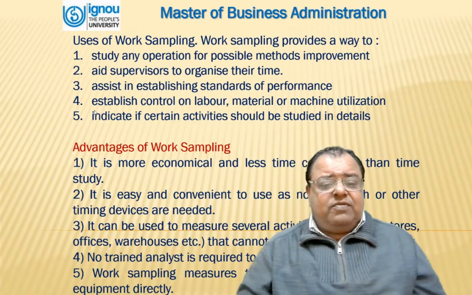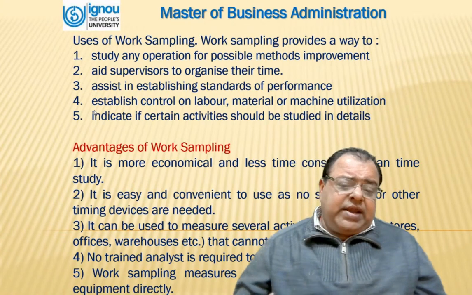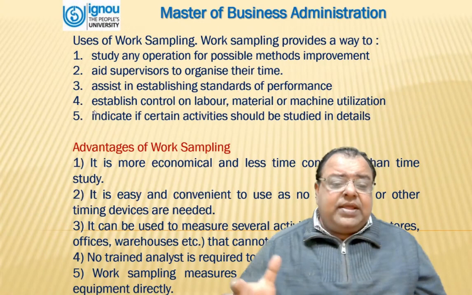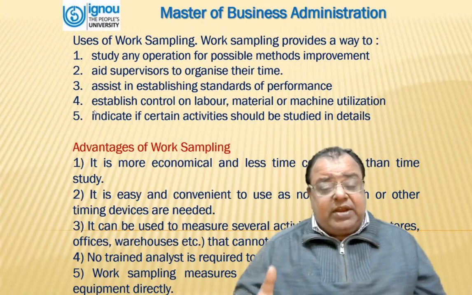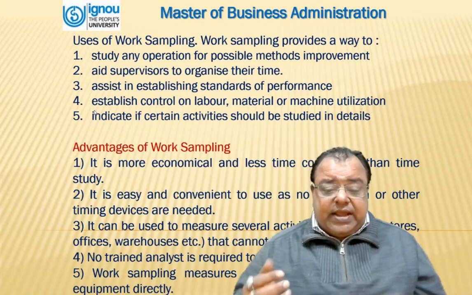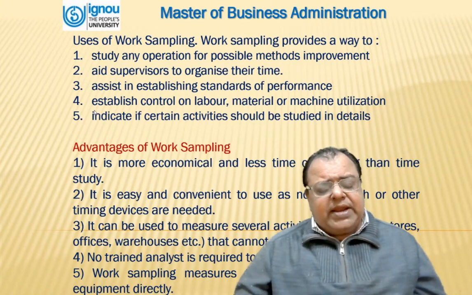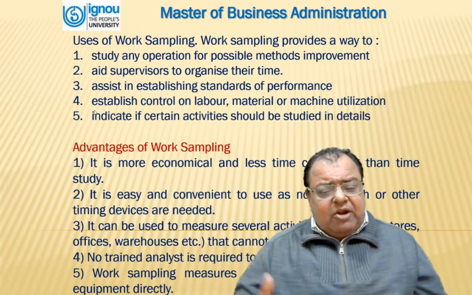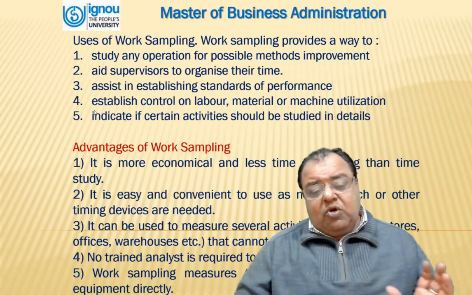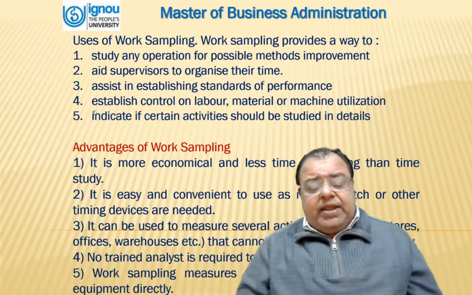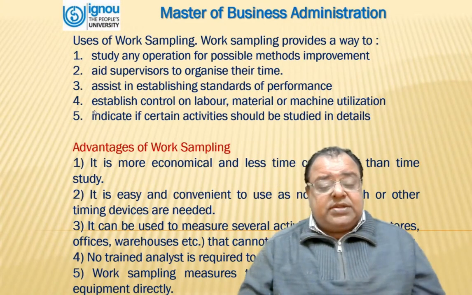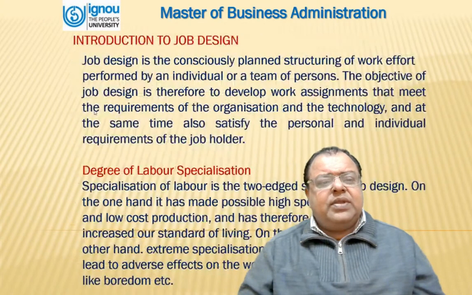What are the advantages of work sampling? It is quite economical and less time consuming than time study. It is usually easy and convenient to use as no stopwatch or other timing devices are needed. It can be used to measure several activities such as retail stores, offices, warehouses that cannot be measured by time study. No trained analyst is required to make observations. Work sampling measures the utilization of workers and equipment directly.